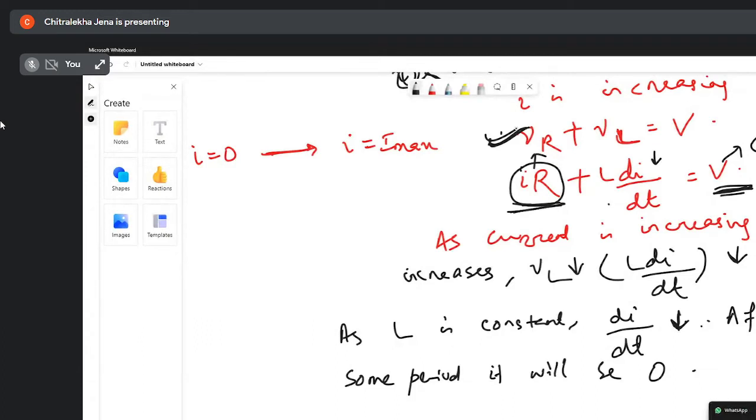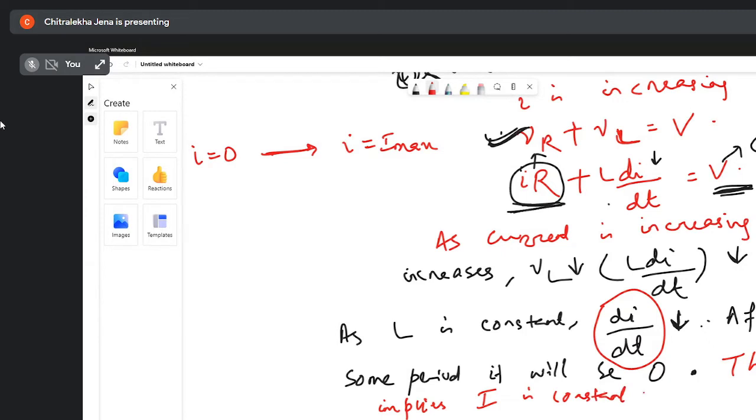Current 0? Where is the current becoming 0? Sorry, the rate of change of current is becoming 0. Yes, after some period it will become 0. Which one will become 0? di/dt will become 0. So di/dt is 0 implies that I is constant.